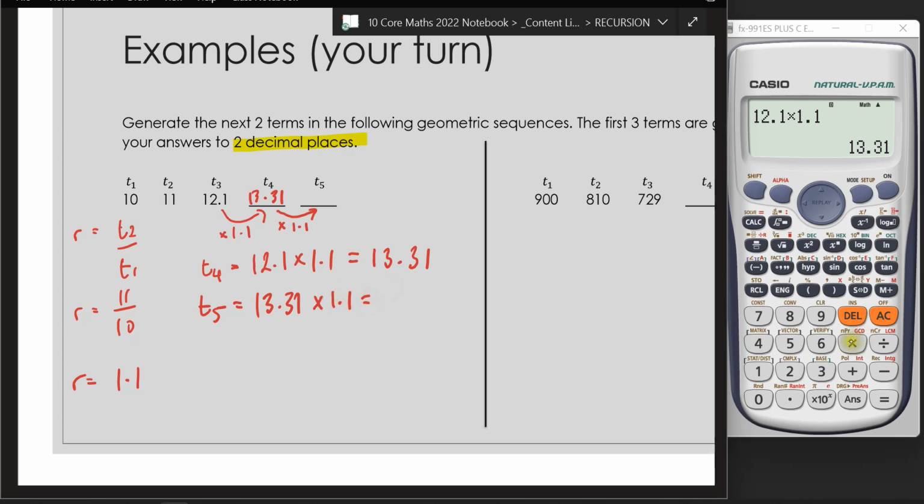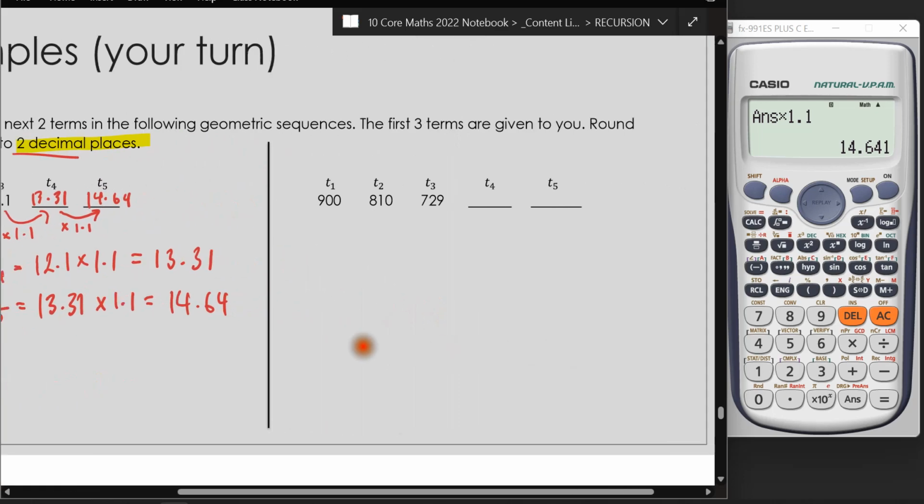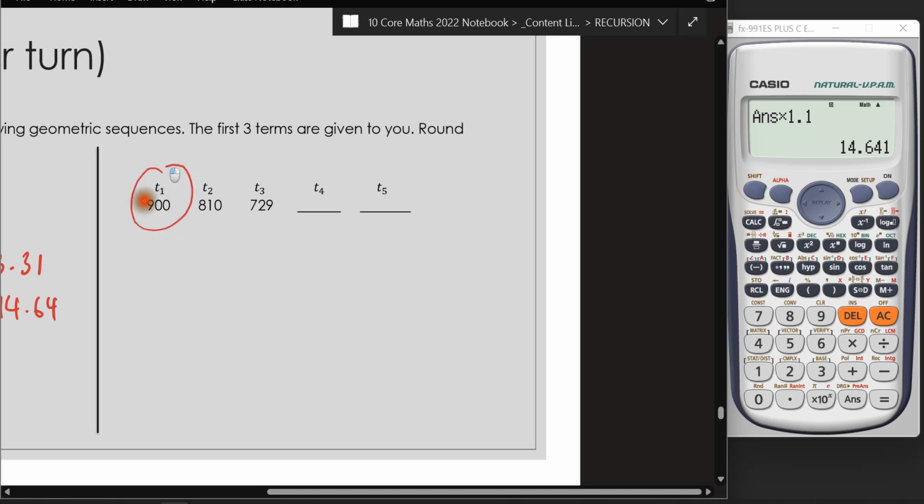Okay, so 13.31 times 1.1 is 14.641. But we'll just round it to 2 decimals, so 14.64. Cool. Next one. Okay, I can see this sequence is going down, so that means my R value is going to be less than 1.